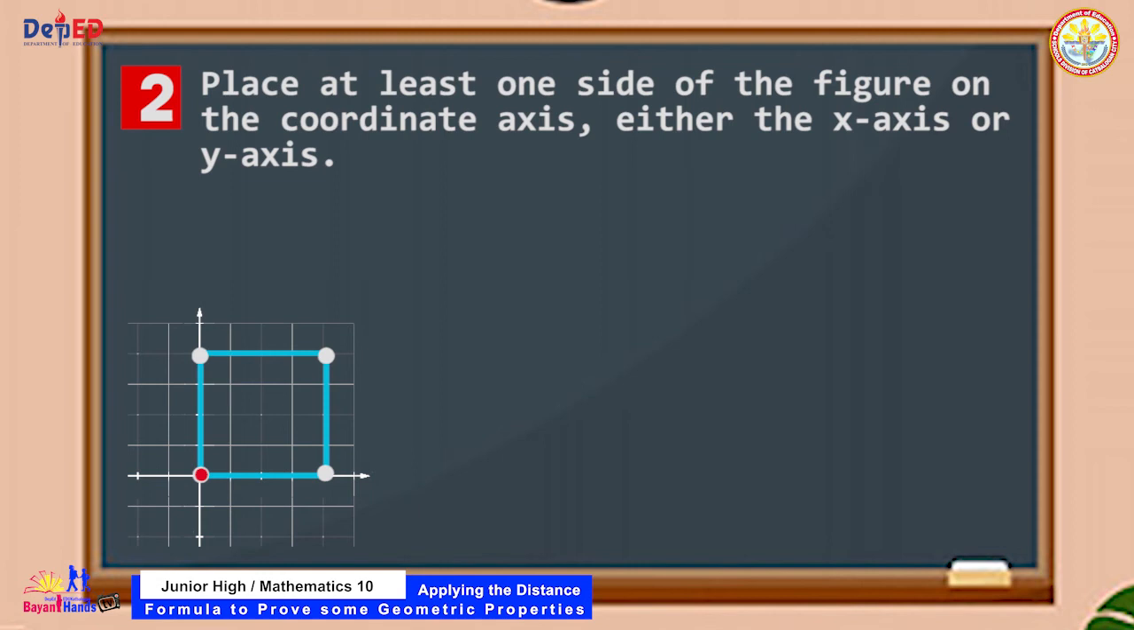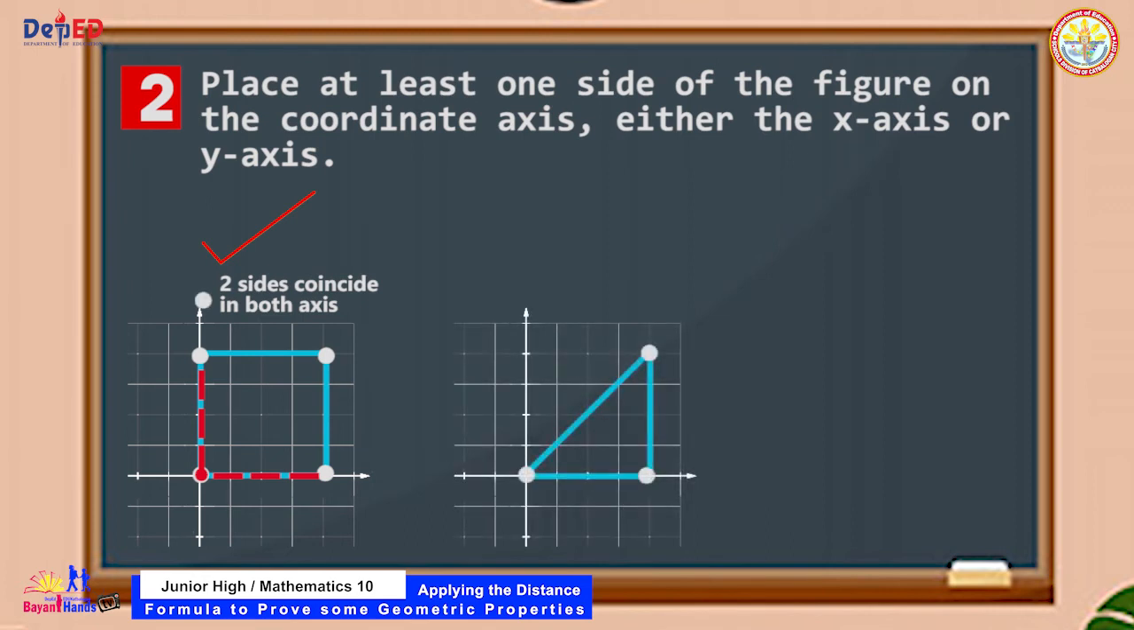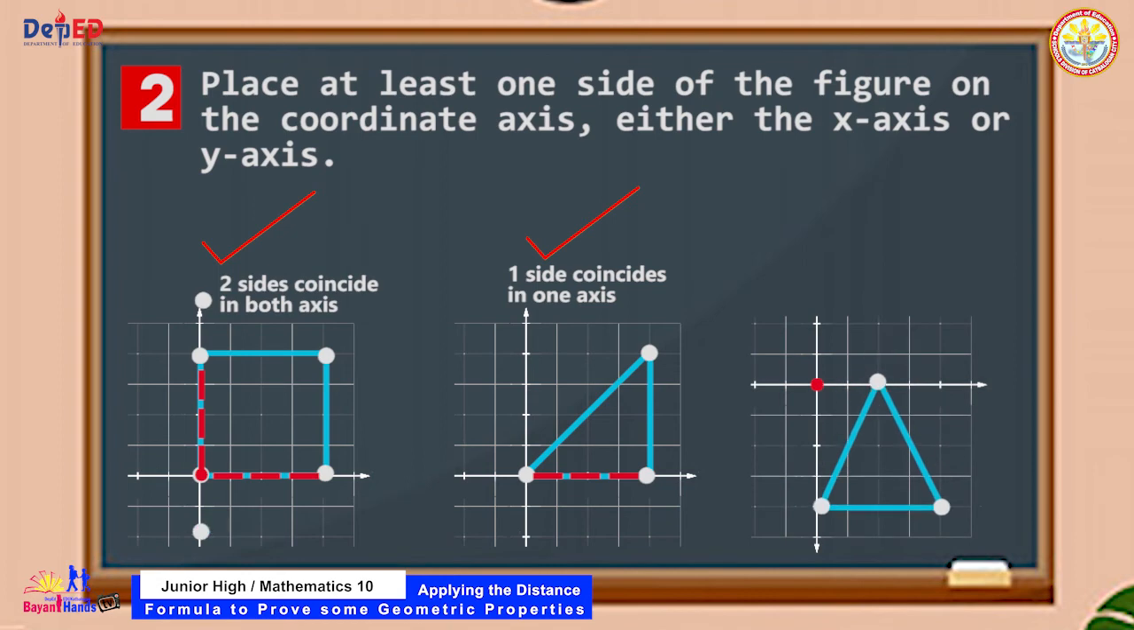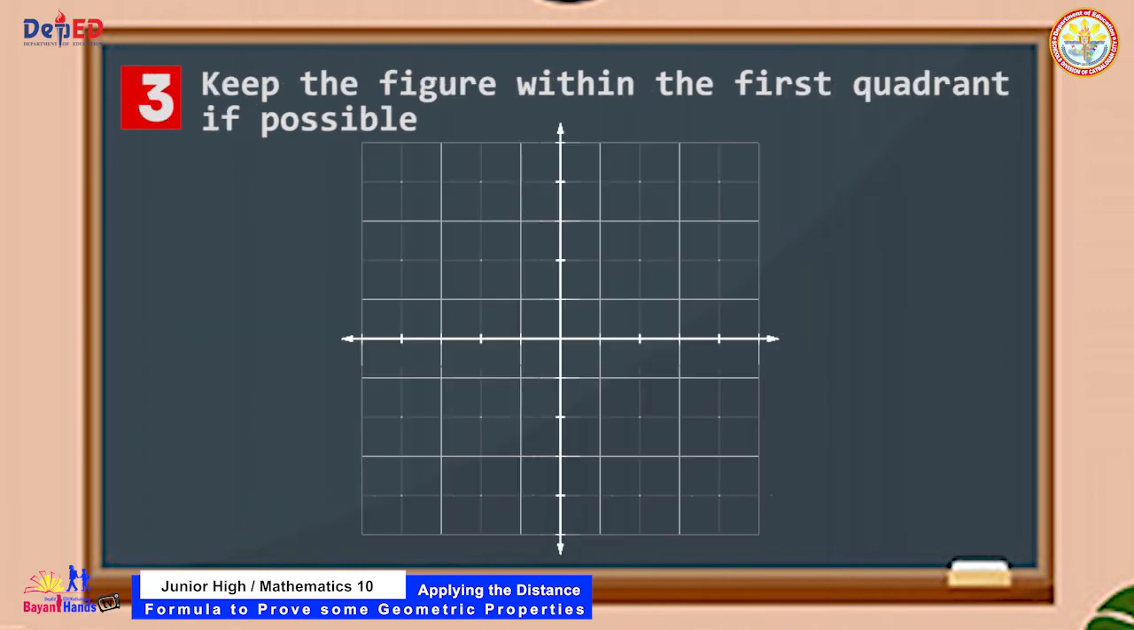Example, in this figure, we draw the square in such a way that its two sides coincide in both axes. Additionally, we can also draw the figure wherein only one of its sides coincide either x or y axis. In the contrary, when none of the sides of the figure coincide with the axis, that is incorrect. Number 3. Keep the figure within the first quadrant if possible.